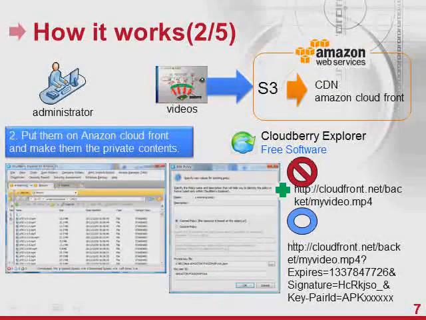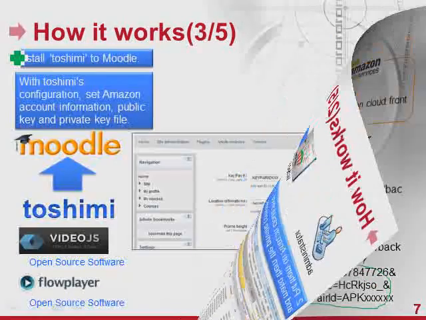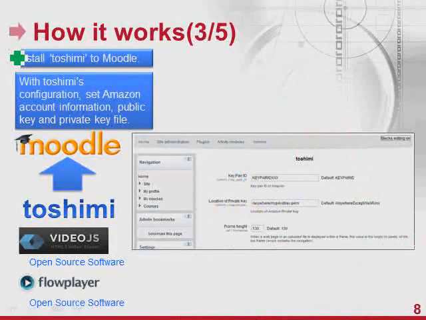So, you need parameters such as expire, signature, and key pair ID to access the videos. Our activity module Toshimi creates them automatically. We offer Toshimi as an activity module. You can install it as a usual activity module.